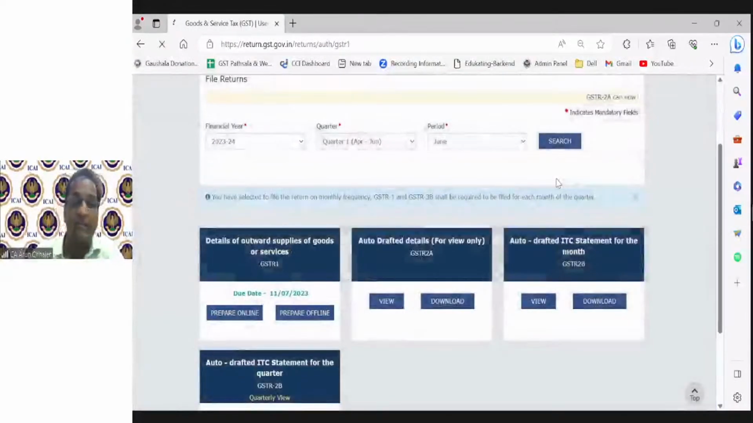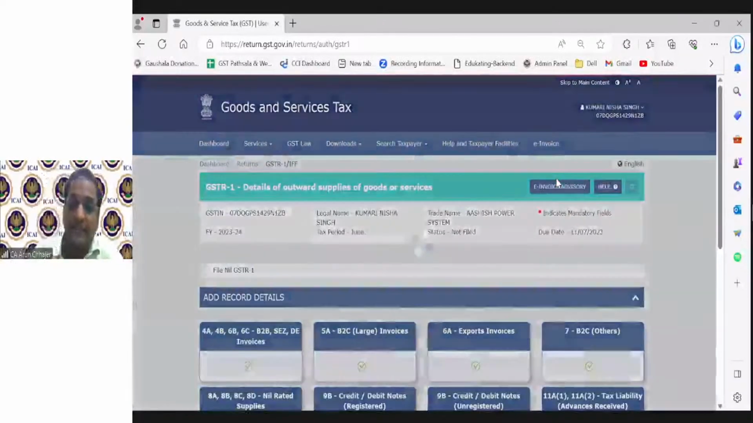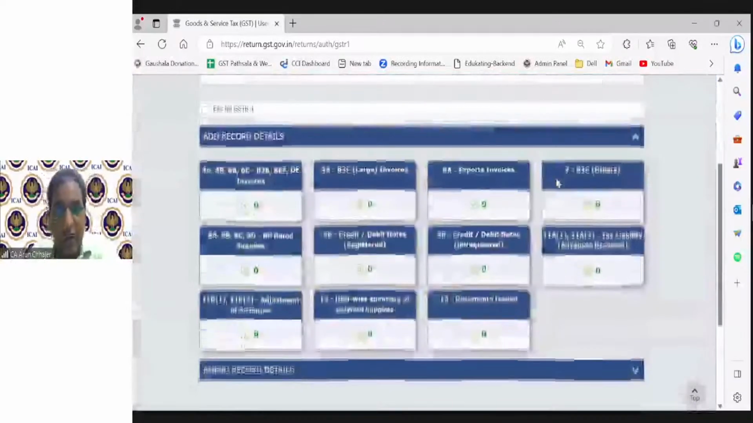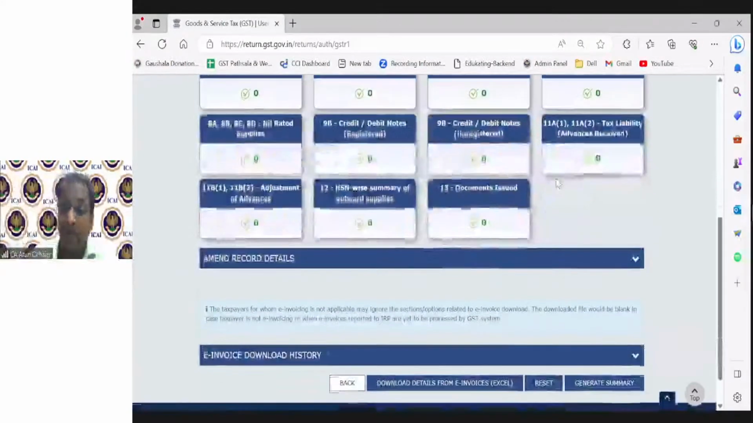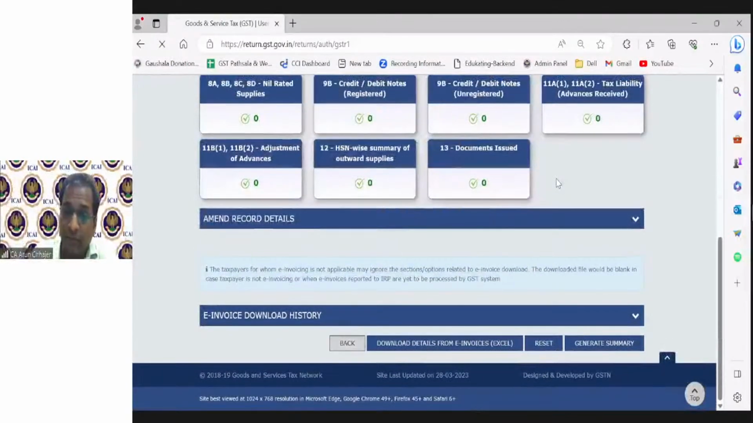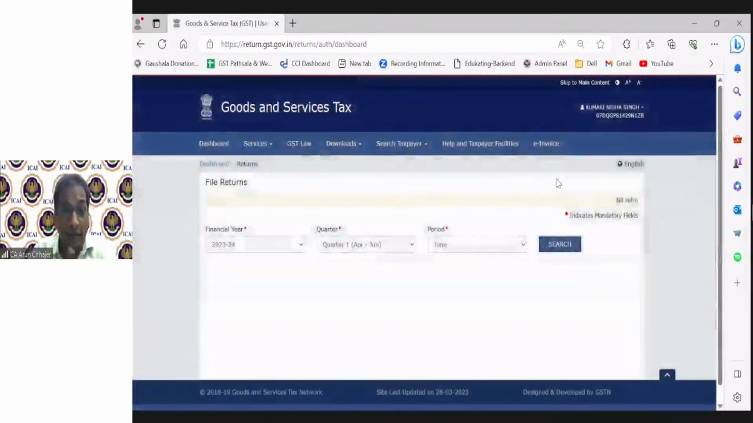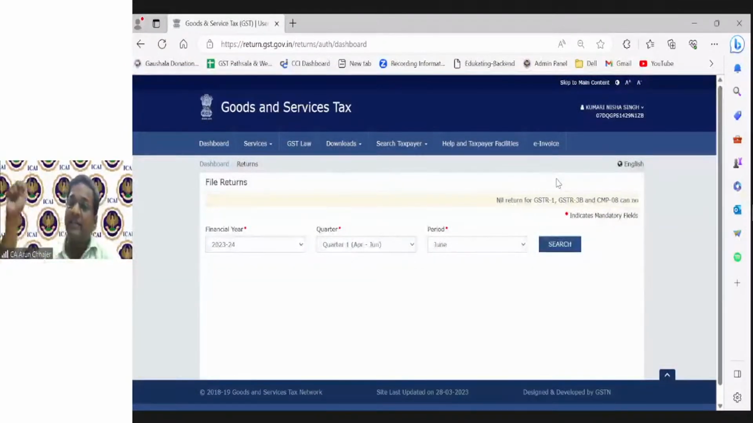What is the GSTR1? Basically, the GSTR1 is the details of outward supply. GSTR1 is divided in multiple tables: B2B, B2C, export, SEZ, debit note, credit note, HSN summary, documents issued, multiple. When you submit by the due date, it appears in the GSTR2B of the recipient.